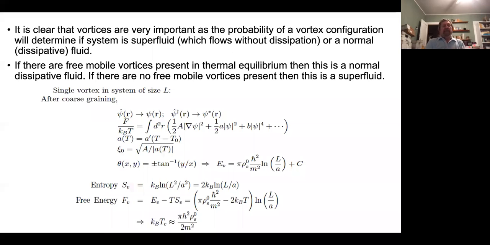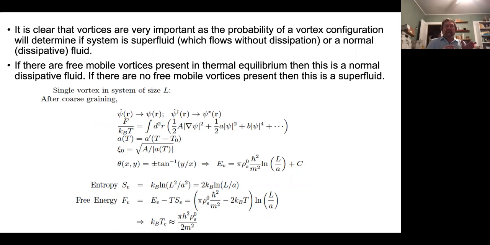So in other words, the entropy of a single vortex is just 2k, twice Boltzmann's constant, times the logarithm of L over A. But remember, the energy is also proportional to the logarithm of the system size divided by this vortex core size. And so the free energy, which is E minus TS, is just this expression here, which is (pi rho s naught h bar squared over m squared minus 2kT) times the logarithm of L over A.